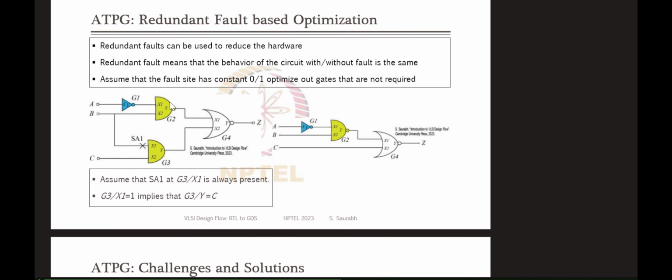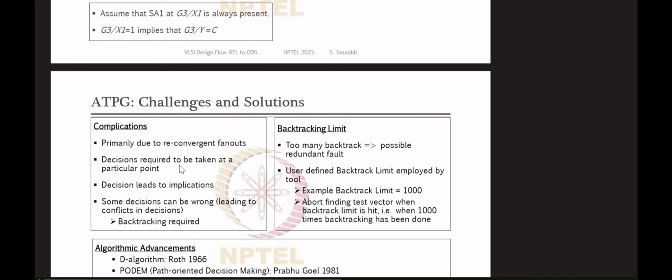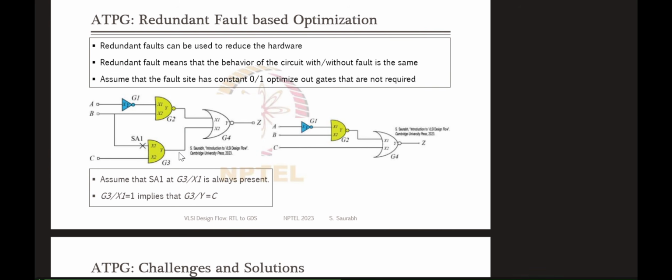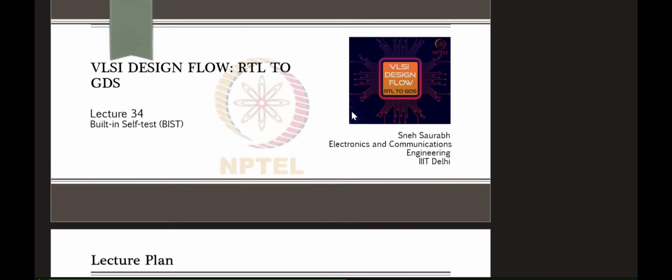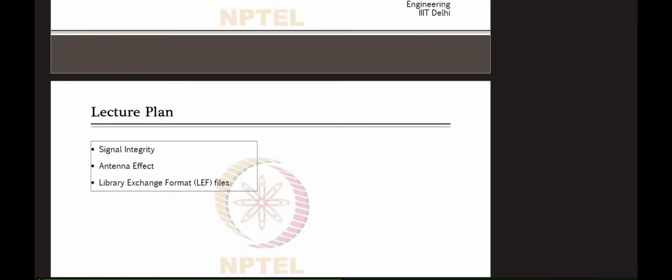Now, redundant fault can be used to reduce the hardware. The redundant fault means that the behavior of the circuit with and without the fault will be the same, and this is actually used to reduce the hardware. It is written here, right? This is what I was explaining. So there is no test vector available to detect that redundant fault.